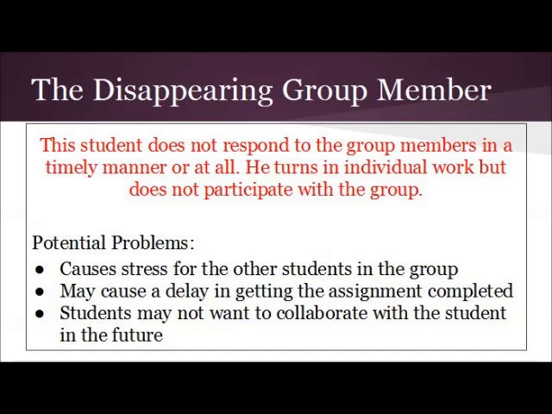In this next scenario, a student does not respond to the group members in a timely manner or at all. He turns in individual work but does not participate with the group. Potential problems of this scenario: it could cause stress for the other students in the group. It may cause a delay in getting the assignment completed, and students may not want to collaborate with this student in the future. Let's find out what the teacher should do.